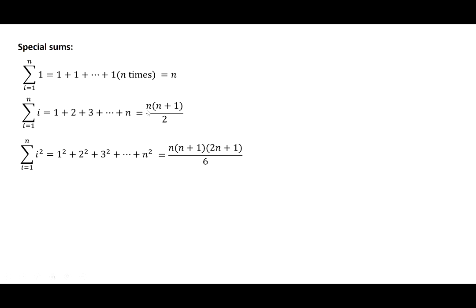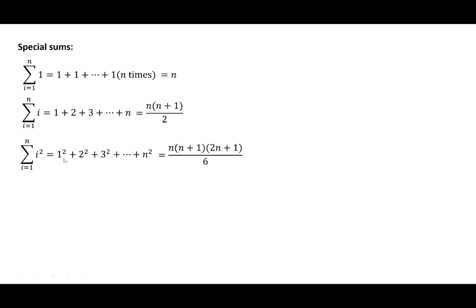Plug that value of 3 on the right-hand side into the formula. So you have 3 times 3 plus 1 is 4. So 3 times 4 is 12. 12 divided by 2 is 6. Hey, sure enough, 1 plus 2 plus 3 is 6. So this formula certainly worked for the case of n equals 3. If you want, check it for n equals 4 and so on. You'll find that this formula is in fact correct.